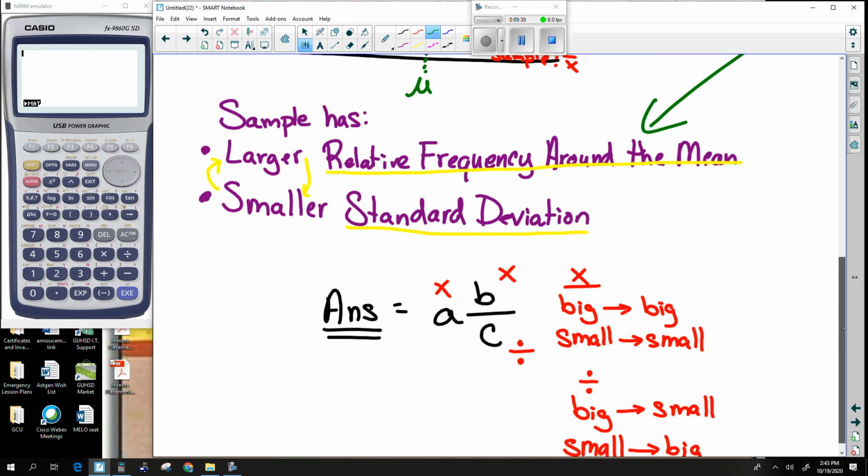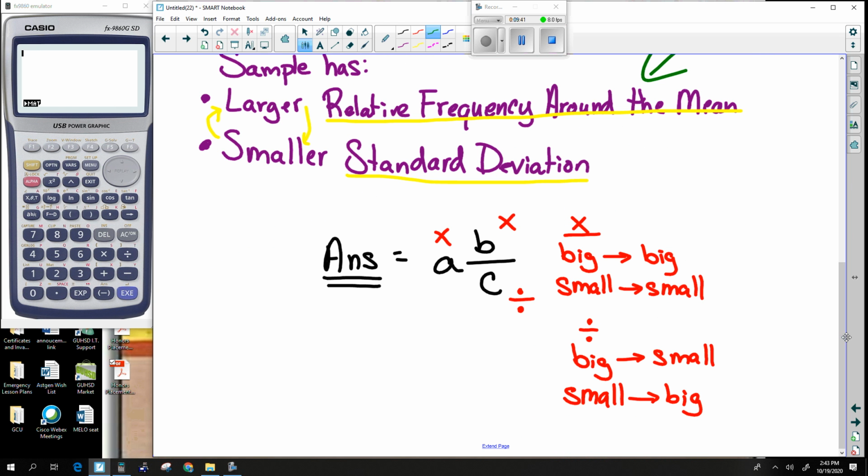And then last but not least, know how to do basics of mathematics. If you multiply by bigs, your answer is bigs. If you multiply by smalls, your answer is just smalls. Divisions are opposites. If you divide big, your answer is small. If you divide small, your answer is big.